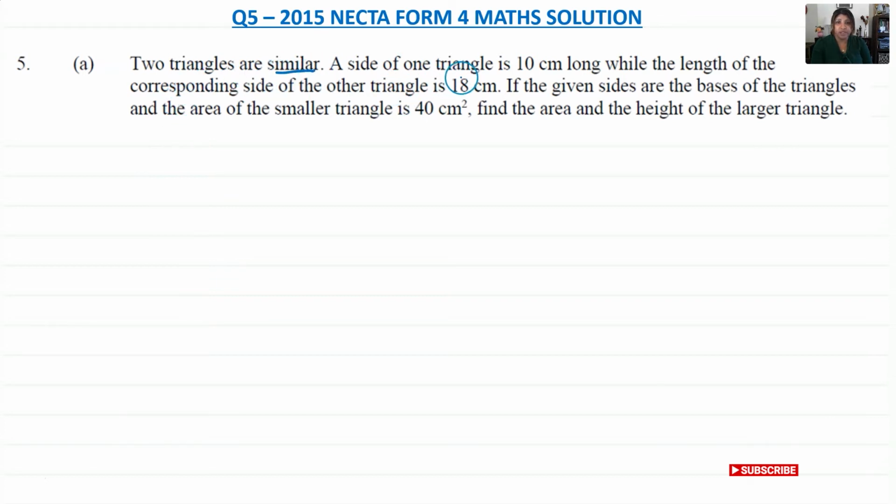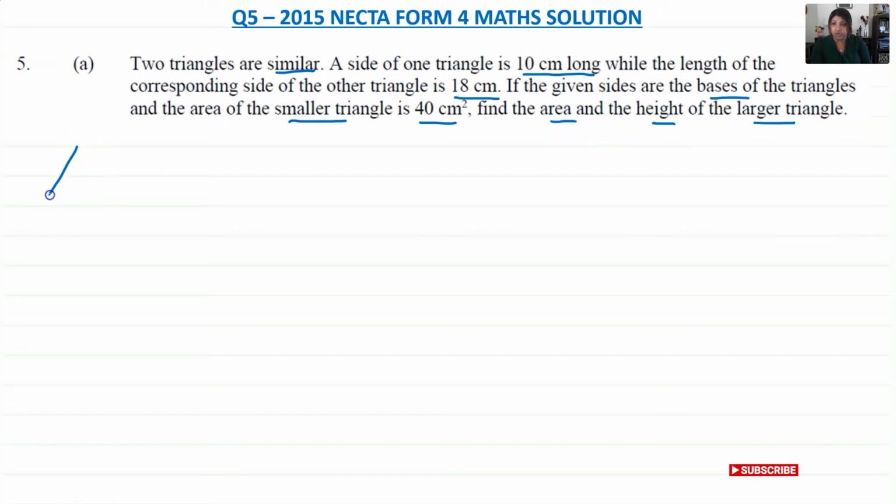For part A, we are told two triangles are similar. A side of one triangle is 10 centimeters long, while the length of the other corresponding side is 18 centimeters long. If the given sides are the bases of the triangles and the area of the smaller triangle is 40 centimeters squared, find the area and the height of the larger triangle.